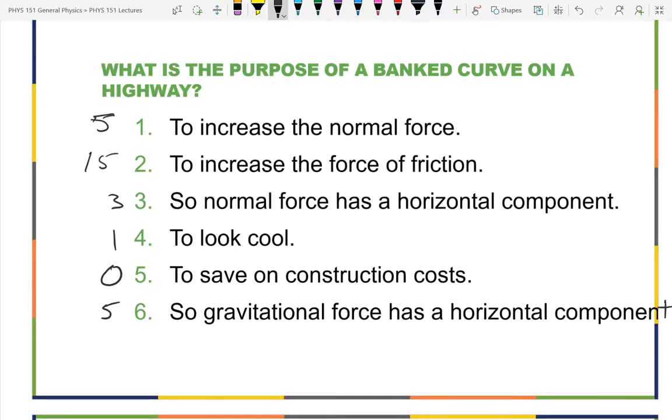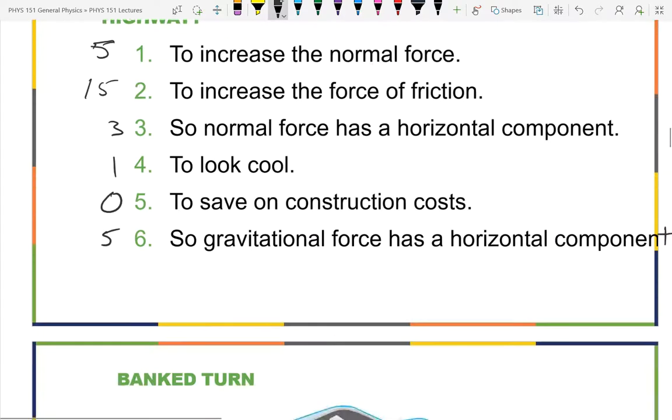Okay, so we had a lot of variation on why they banked them. The majority answer was to increase the force of friction. I'm not going to ask somebody to explain it this time. We're going to go to a problem to look at what happens with the banked curve.